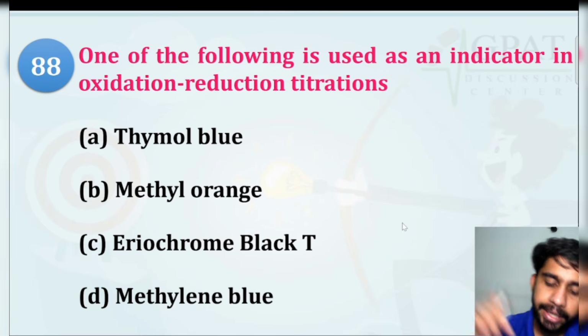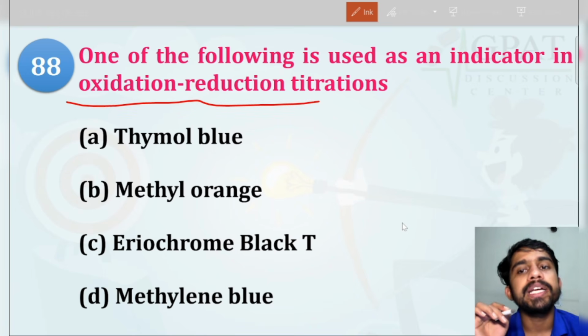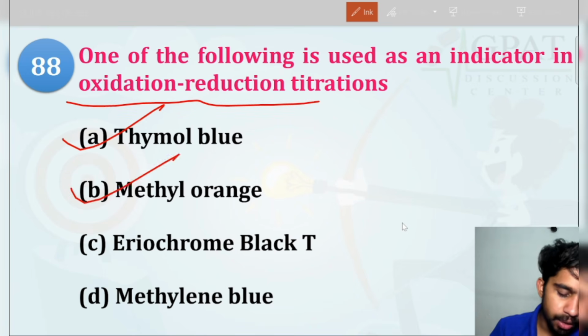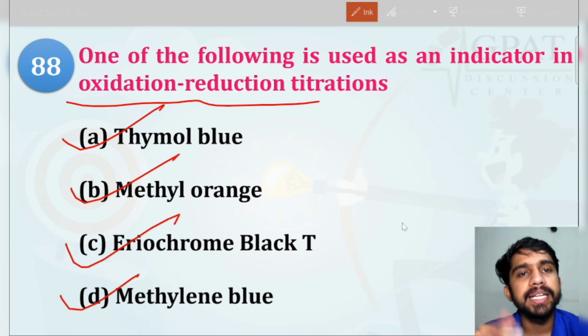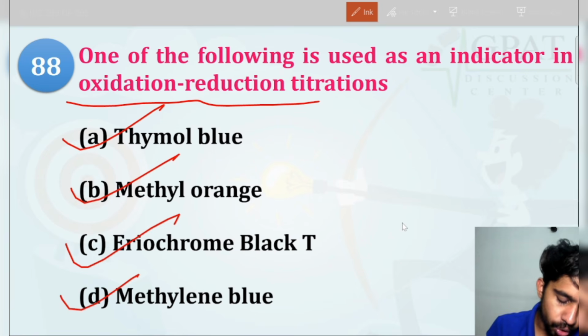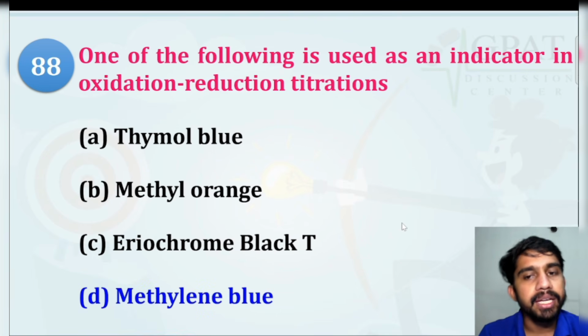One of the following is used as an indicator in oxidation reduction titration. One of the following can be used as an indicator in redox titration: A is thymol blue, B is methyl orange, C is eriochrome black T, or D is methylene blue. Which one can be used as an indicator in redox titration? Methylene blue can be used. So the correct answer is option D.